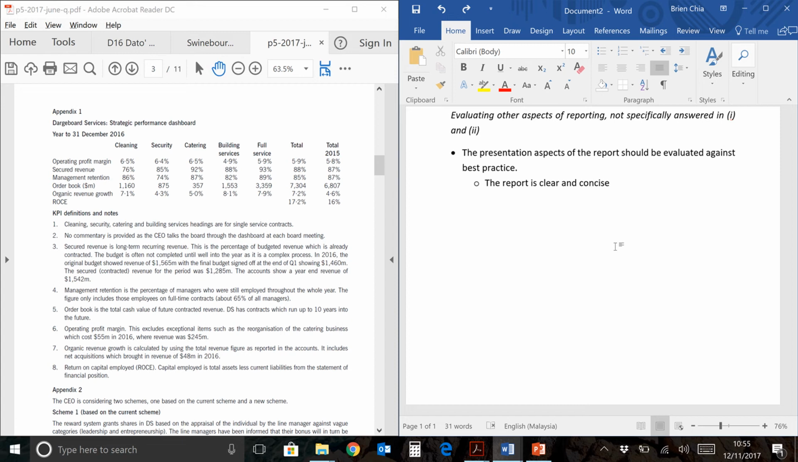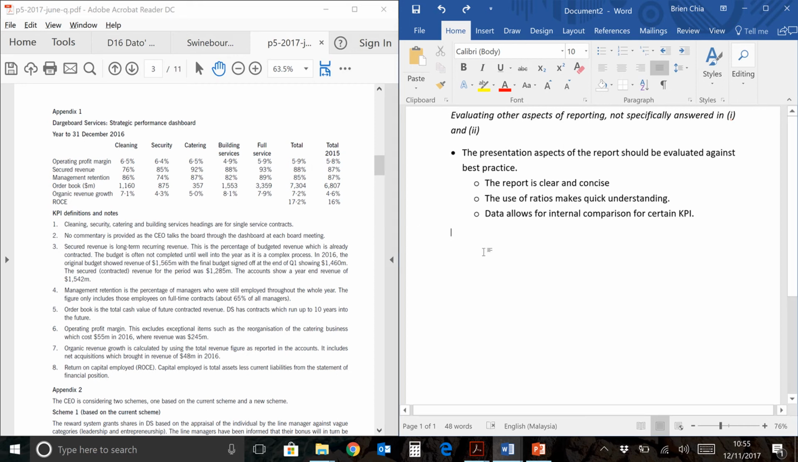General observations. You can write this in your answer. The use of ratios makes for very quick understanding. There's a lot of percentages and they're generally easy to understand. Data allows for internal comparison for certain KPIs. Most of the information given allows for quick internal comparison between the business segments, cleaning, catering, and such. It includes both some financial as well as non-financial indicators such as management retention and so on.